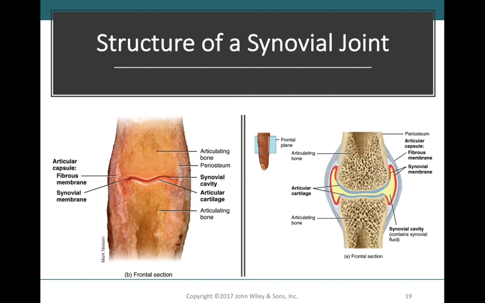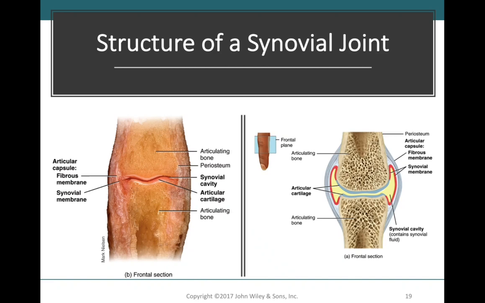The articular cartilage is going to be sort of in the same plane as our synovial membrane. The synovial membrane is highlighted in red. This is a discontinuous membrane that wraps around our entire synovial joint cavity. The synovial membrane is what's secreting the synovial fluid. So this space in yellow is the synovial cavity that's containing the synovial fluid.